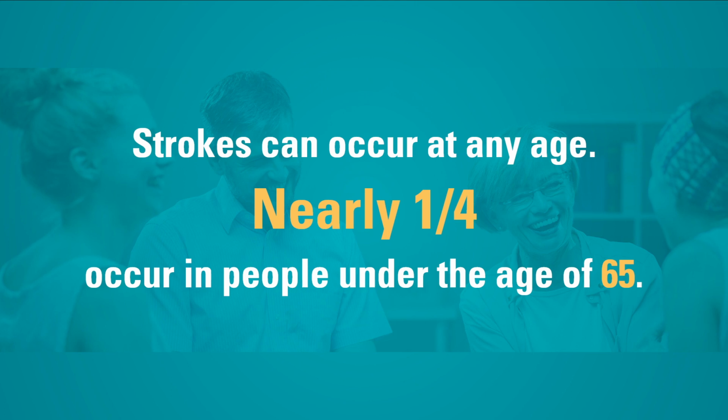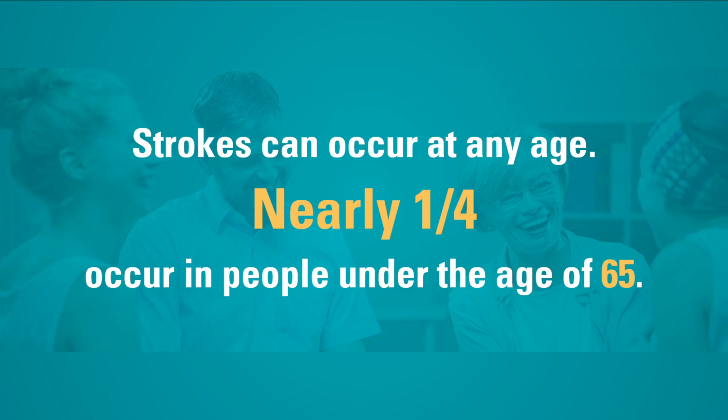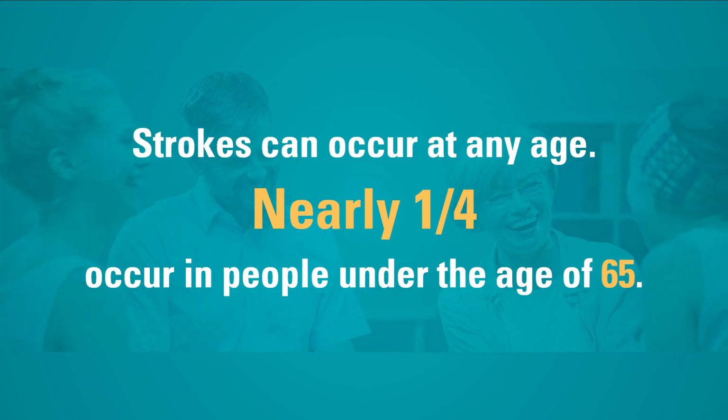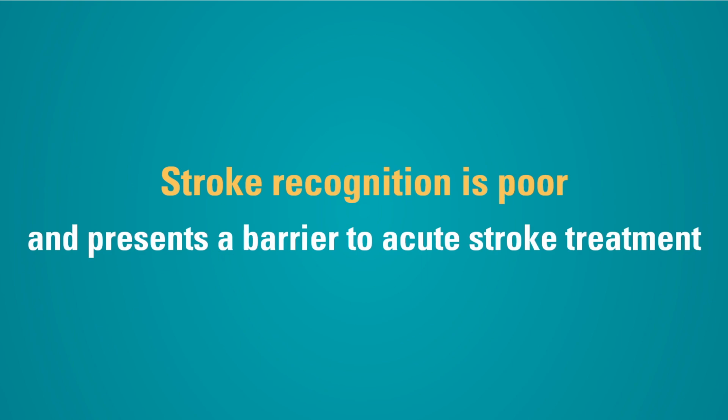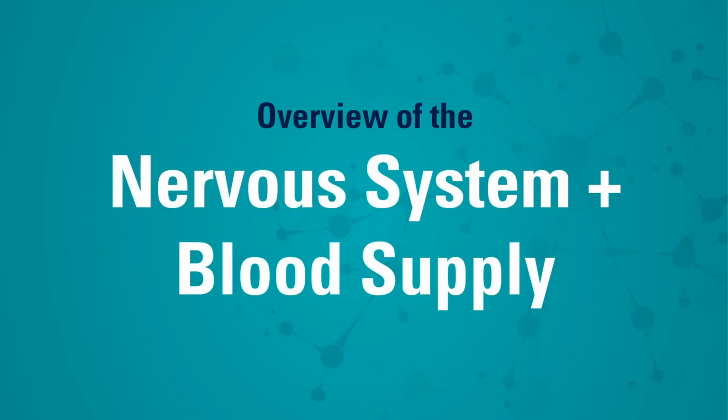Strokes can occur at any age. In fact, nearly 1/4 of strokes occur in people under the age of 65. Finally, stroke recognition is poor and presents a barrier to acute stroke treatment. Next, we'll talk about the nervous system and blood supply, which will give you a foundation for stroke education.